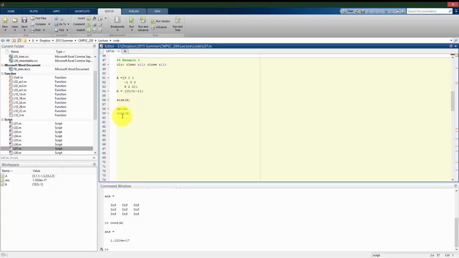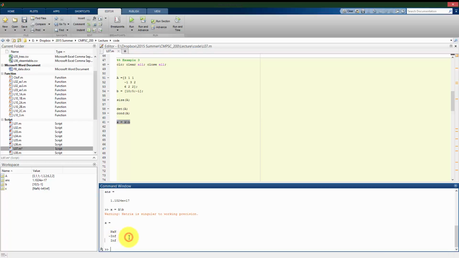So by looking at the determinant of A, it is singular. We don't have as many linearly independent equations as we have variables. And we see that if we do try to find x using the forward slash, we don't get real answers. We get not a number, negative infinity, and infinity. We don't get that unique solution that we were looking for.